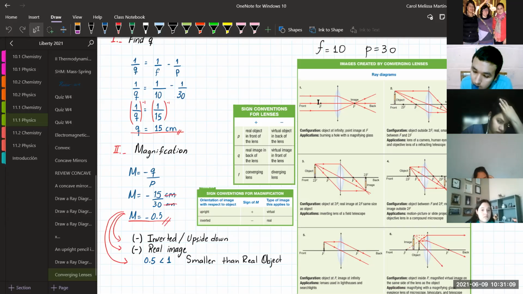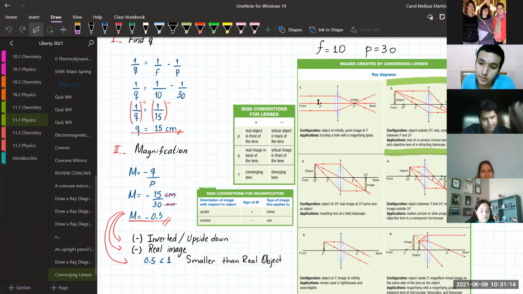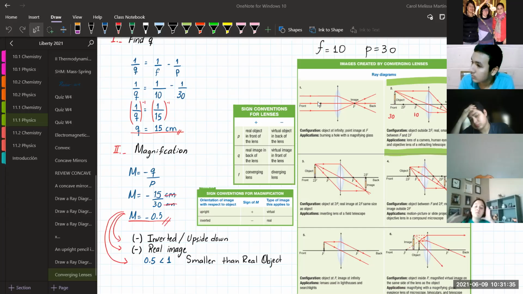It's the configuration number 2, okay? The reason is because in configuration number 2, we have F that is 10, the object is placed at 30, so the point 2F is going to be 2 times 10, making it 20. So in the end, the object is placed outside 2F, afuera del doble del focal, okay? So that's why this configuration is the one that matters.